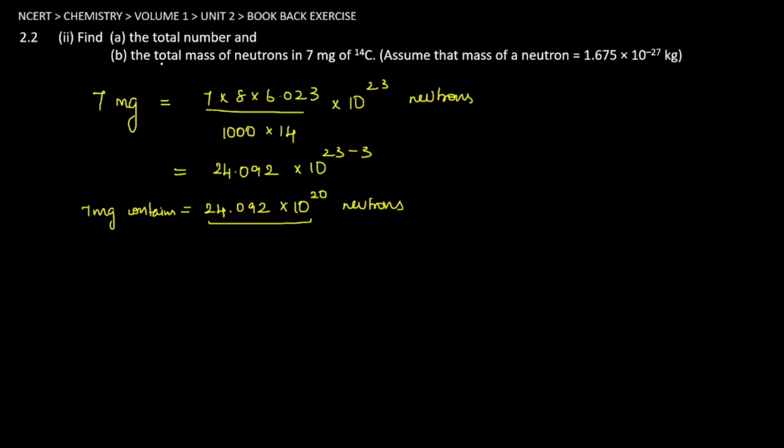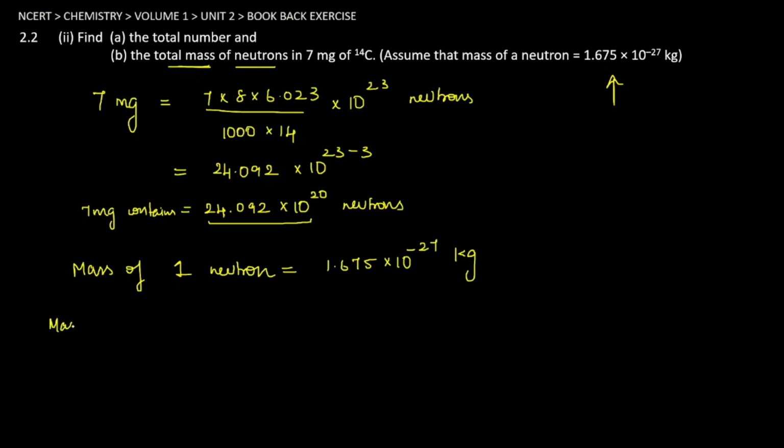Now we have calculated the number of neutrons. Now let's calculate the total mass, which is given in the subdivision B. So we know this much neutrons is present in 7 milligrams. Now let's take the mass of 1 neutron. Mass of 1 neutron is given in the question as 1.675 into 10 power minus 27 kilograms. So mass of one single neutron is this much kilograms.